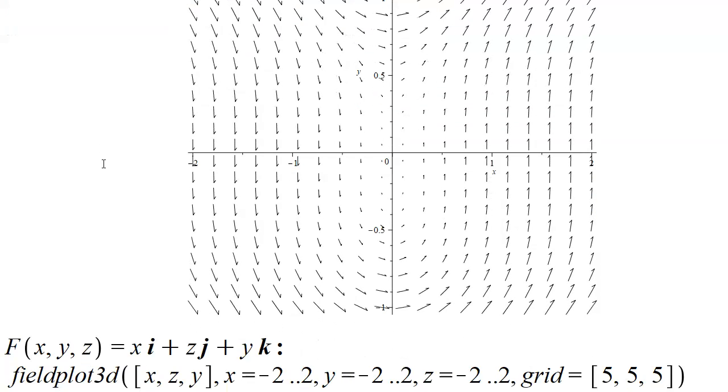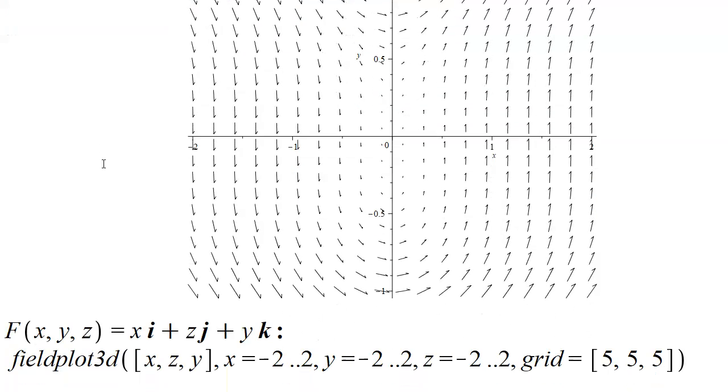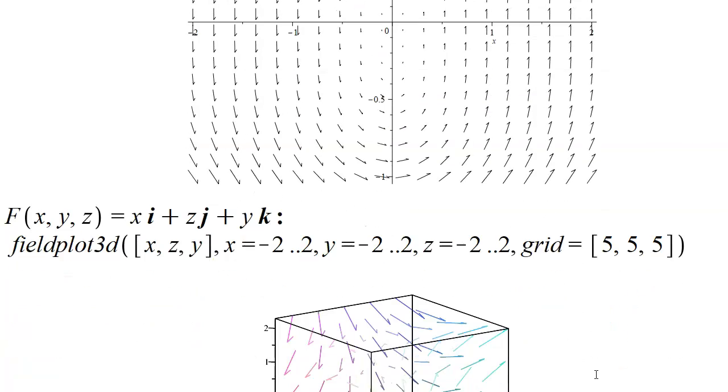And then I want to look at a 3-dimensional one. So I've got f of x, y, z is x i plus z j plus y k. So we put in the fieldplot3d command with our vector as an array, so x, z, y, because those were our components from our vector. And then we've got x, y, z, we just went -2 to 2 for all the commands. And then this grid command just tells Maple how many vectors to plot. So this is going to be a 3-dimensional vector field.